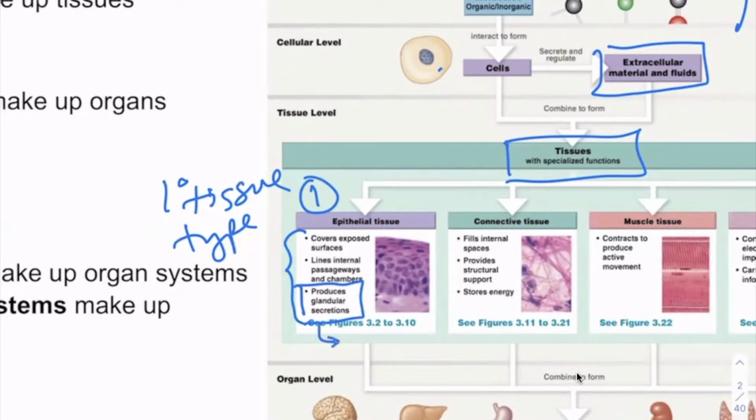So all endocrine glands, when we get to the endocrine system, are epithelial tissue. Also mucus glands, serous glands, sweat glands, salivary glands. So all of this is epithelium.